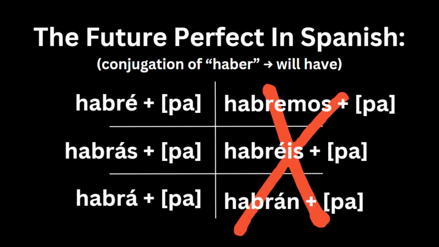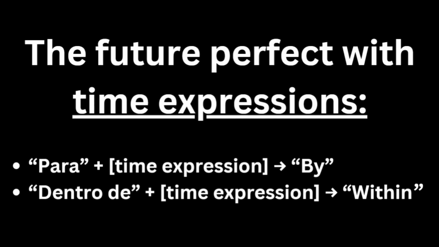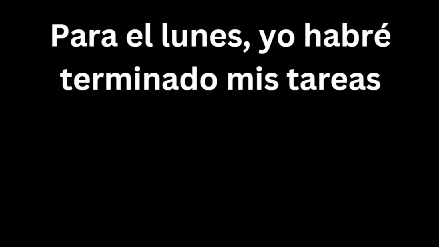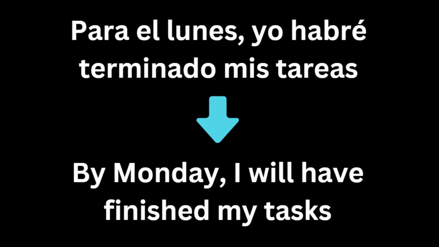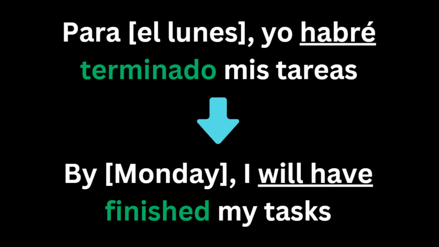In Spanish, a way that the future perfect can be used effectively is by using it with time expressions like para and dentro de, which mean "by" and "within," and then any time expression that you want. These constructions can help us talk about what will have happened at some point in the future. Saying something like "para el lunes yo habré terminado mis tareas" can mean "by Monday I will have finished my tasks," with el lunes being the time expression, habré signifying the words "will have" for yo, and terminado being the participle.